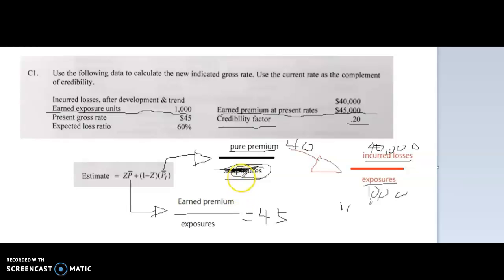Sorry. The average indicated premium is pure premium divided by expected loss ratio. So here it is 0.6, which is also given by the question. So now we got all of the values in this formula, so we can get the answer, which is 69.33.